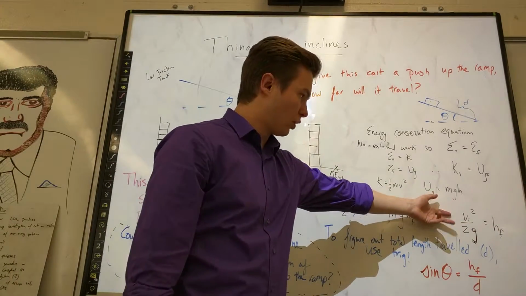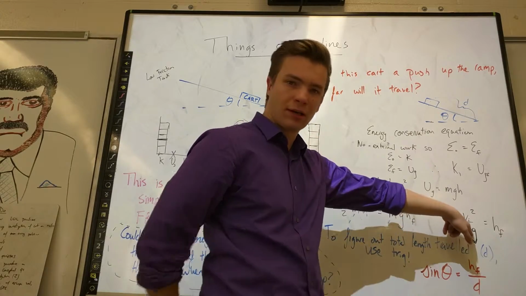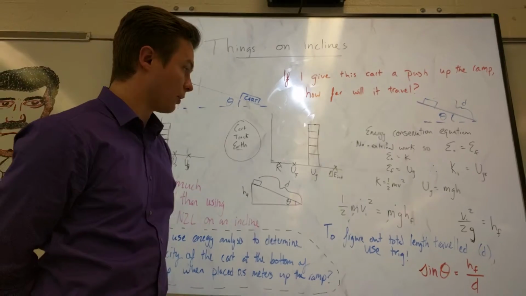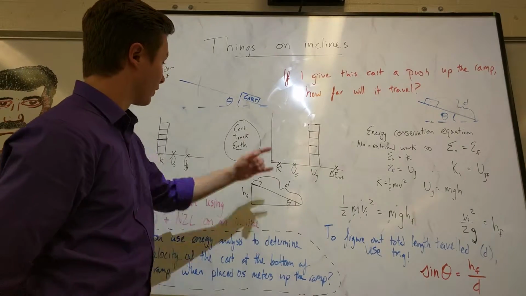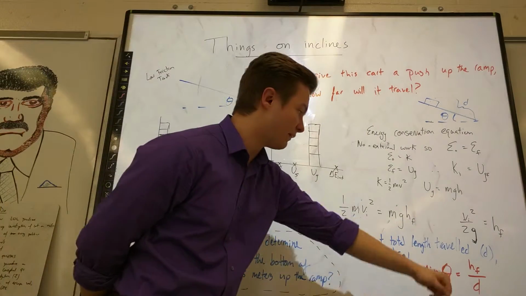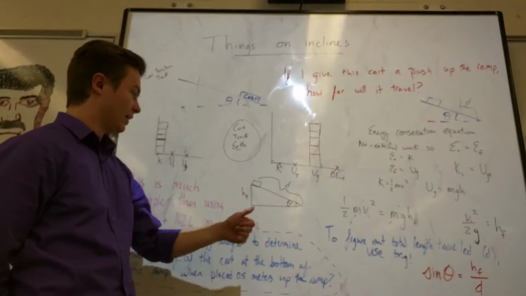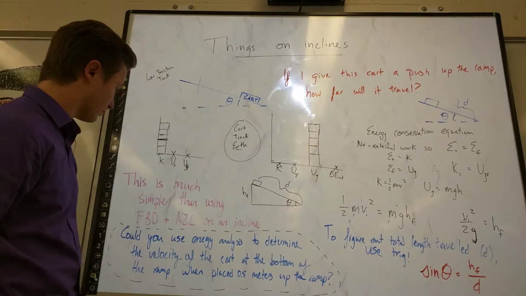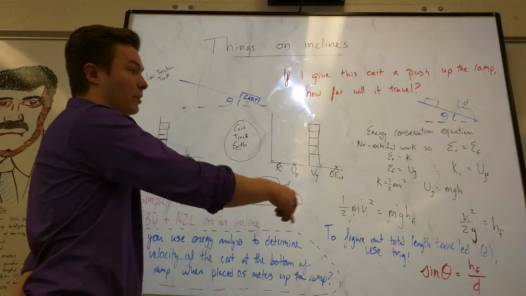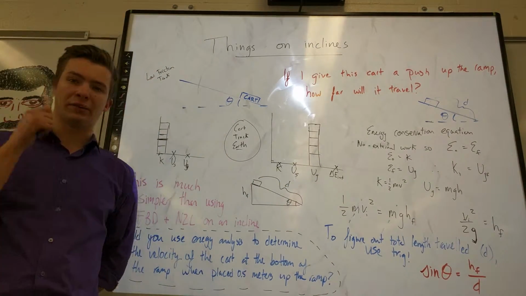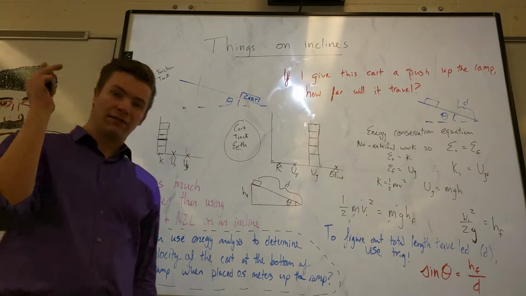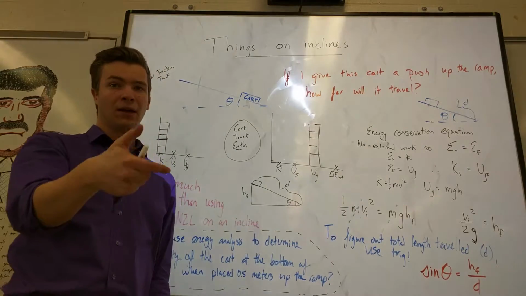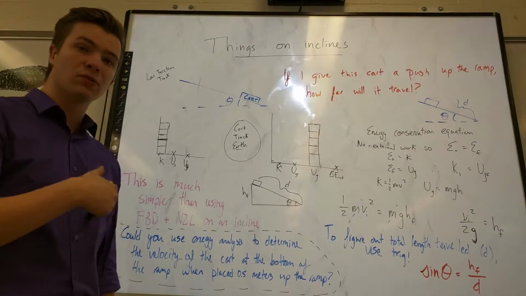So if I know my velocity, I obviously know this g constant is 9.8, I could figure out the height up the ramp that you go. And to figure out the total length, I would use the sine function and relate the sine of theta equal to the height over the distance. Notice that all of this is so much simpler than drawing a free body diagram using Newton's second law and then using kinematics.